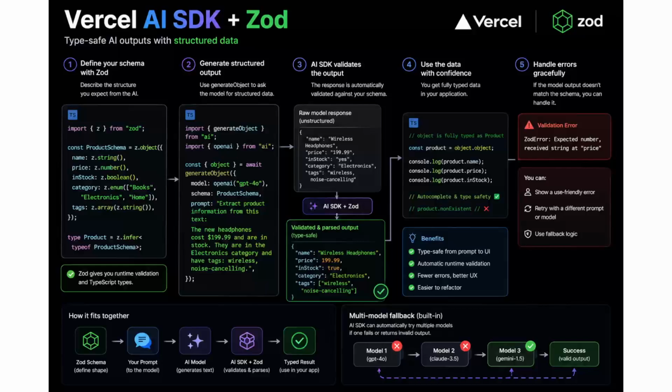Then there's the multi-model fallback. AI SDK can automatically try multiple models. If one fails or returns invalid output, it can go to another model.